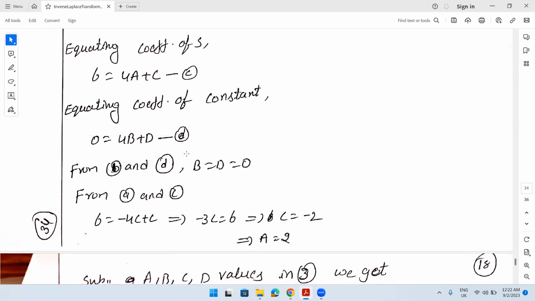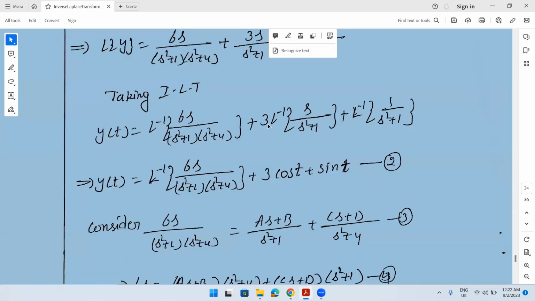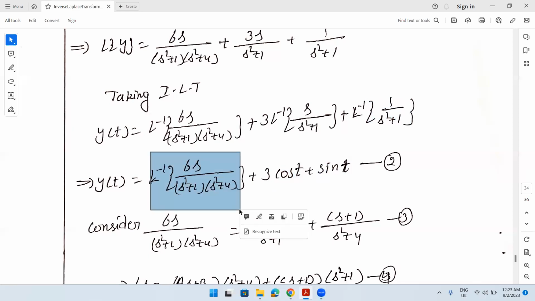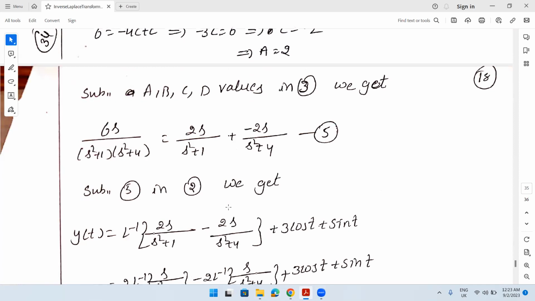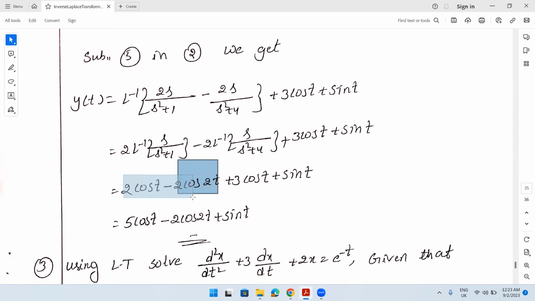This is the first term. The remaining terms we can use as is: 3 as is, the inverse of s by s square plus 1 is cos t, direct formula, and 1 by s square plus 1 is sin t, direct formula. After partial fractions we get this one, and here also, 2 outside: s by s square plus 1 is cos t, and minus 2 outside: s by s square plus 4 is cos 2t. So 2 cos t minus 2 cos 2t plus 3 cos t plus sin t.